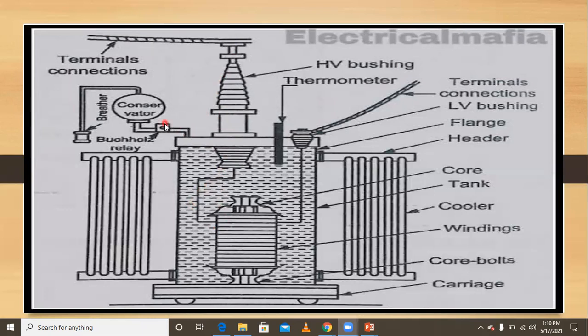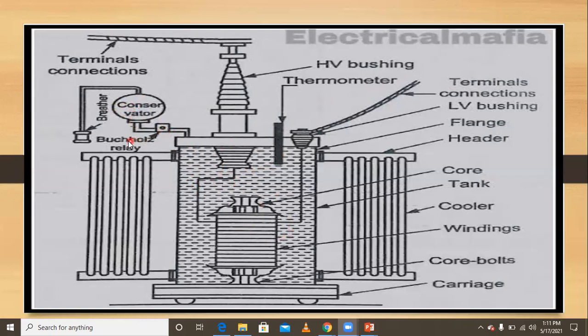And this is called the conservator. The conservator maintains the oil level in the transformer. If the heat increases, the oil evaporates and decomposes into gas, and then the transformer oil level decreases in the tank. How do we maintain the oil level in the transformer? By using the conservator. By using this conservator tank, the transformer oil is maintained within the level. Understood?